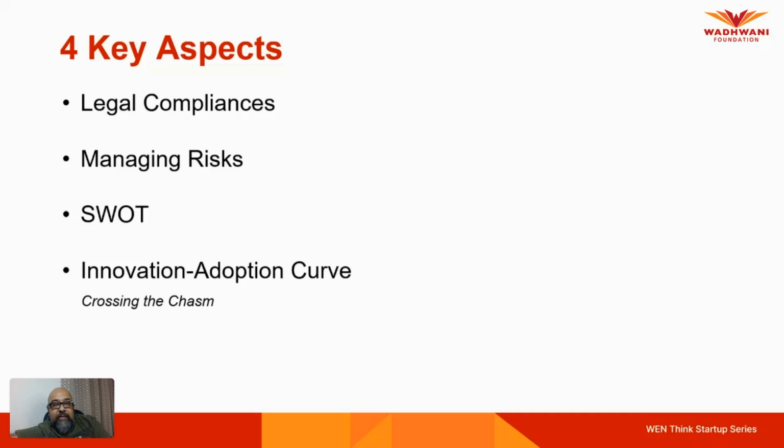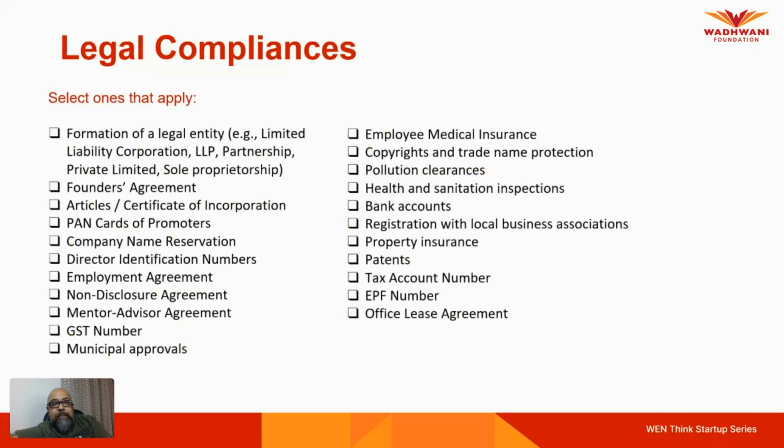So legal compliances, very quickly, you've got to keep in mind, formation of a legal entity is important. Limited liability corporation, LLC, as they say, LLP, limited liability partnership, regular partnership, private limited company, sole proprietorship company. One thing which is missing out here is one-person company or OPC. Now, each of these legal entities has some advantages and disadvantages. Okay, you can figure that out.